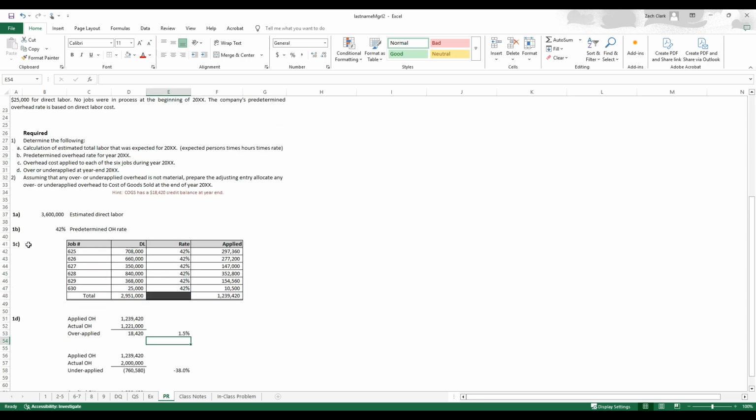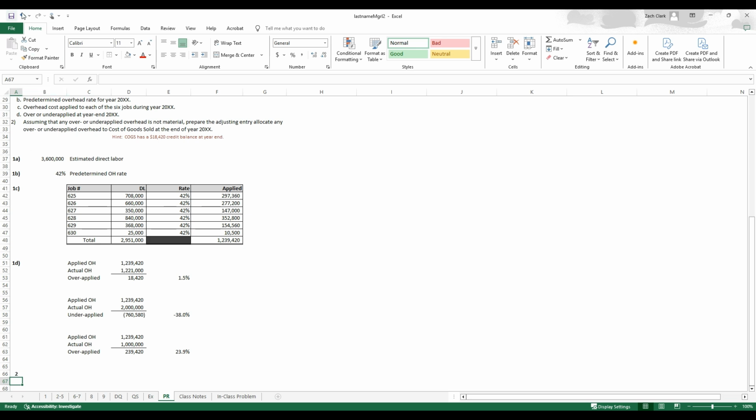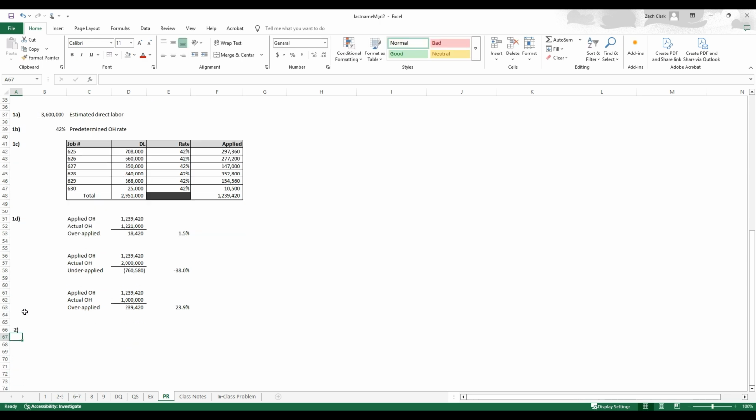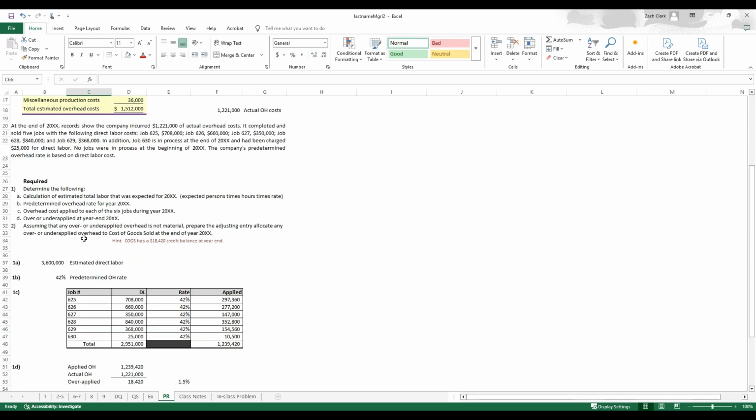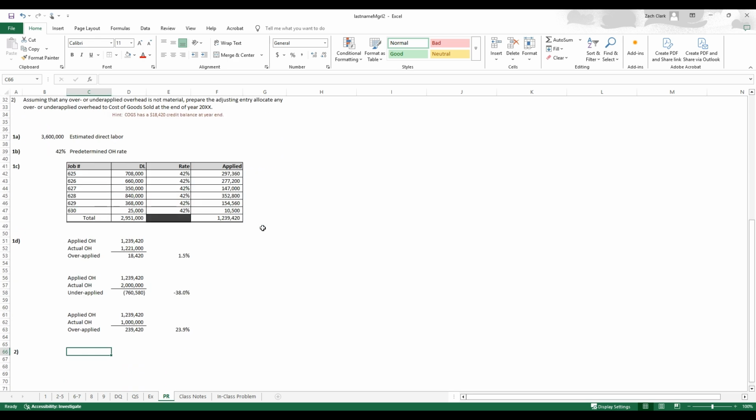Okay, number 2. So let's just copy our indicator here. And, you know what? Let's do it like this. I'm going to go to my formula bar and just get rid of the 1A and change that to 2, so we keep our parentheses. And we say, okay, assuming that any over or under applied overhead is not material, prepare the adjusting entry to allocate any over or under applied cost of goods sold. COGS has an 18,420 credit balance at the end of the year. And so, yeah, that kind of shows us there.